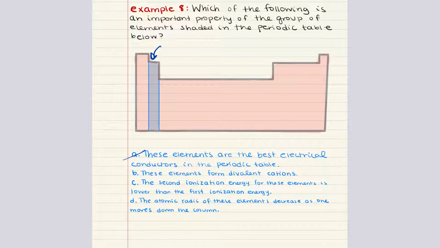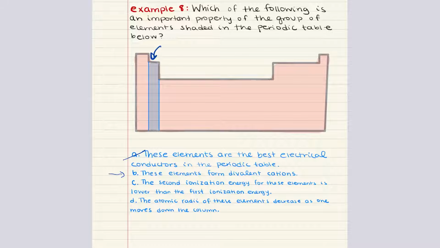Answer choice B says these elements form divalent cations. This is a correct statement. Alkaline earth metals, typically they lose 2 electrons to form +2 ions, so divalent cations. So for example, magnesium tends to lose 2 electrons to form magnesium 2+. Same goes for calcium. It loses 2 electrons to form calcium 2+. So this property is a key characteristic of group 2 elements. So we're going to keep option B here. We're not going to eliminate it, but we still want to go through the rest of the options.